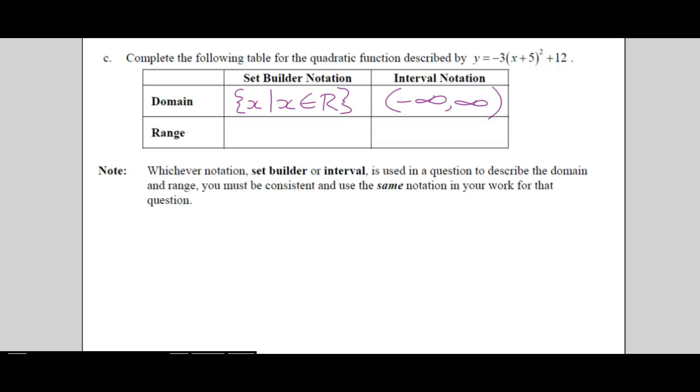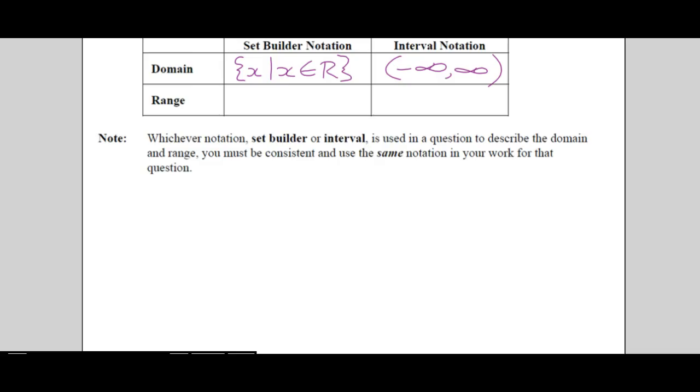And for the other one, you have a little bit more work to do. Not much. It's pretty easy to figure out. Whichever notation, set builder or interval, was used in a question to describe the domain and range, you must be consistent and use the same notation in your work for that question. So if we give you a question that lists in set builder, you must answer in set builder. If we say the domain for this is this, what's the range? You have to give it in set builder. If we give an interval, you have to give an interval. On the exam, you'll see both, so you have to be able to translate back and forth.